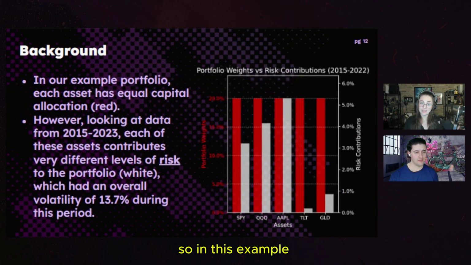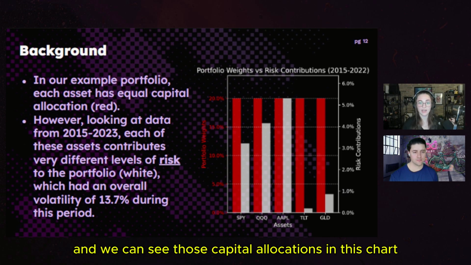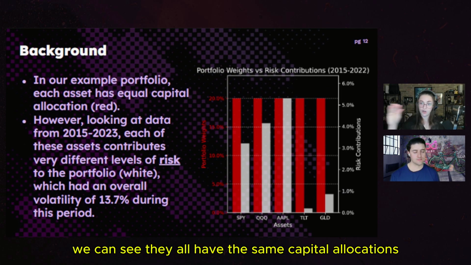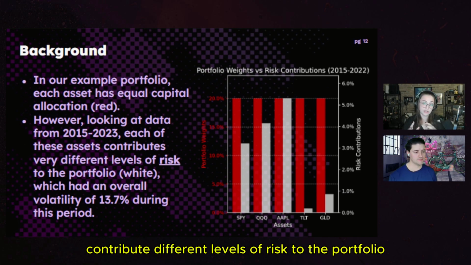In this example, each asset has equal capital distributions, right? Each of these 5 assets makes up 20% of our portfolio. We can see those capital allocations in this chart in red, and they all have the same capital allocations. But when we look at these stock returns from 2015 to 2023, each of these assets actually contributes different levels of risk to the portfolio.